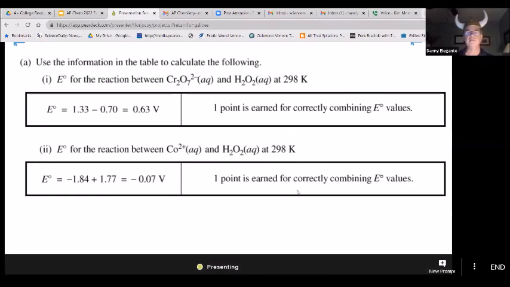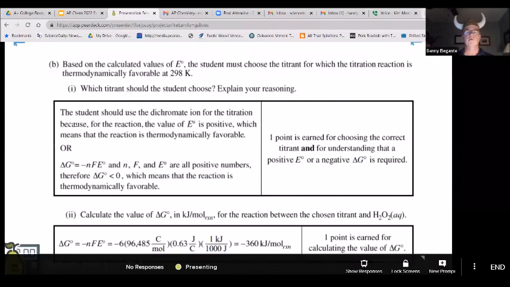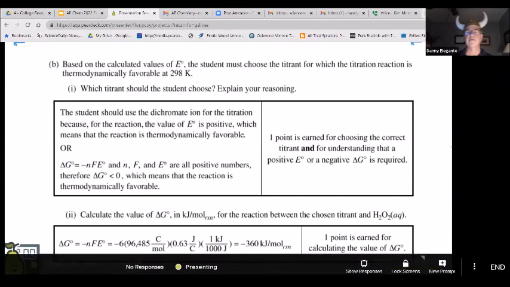All right, and then the last part, how do you do the very last part? Well, you pick the one that's positive. So since the dichromate one was positive, then you say, oh, that's thermodynamically favorable, right? So you just had to say that positive E is thermodynamically favorable. And that last part, most all of y'all could have done.